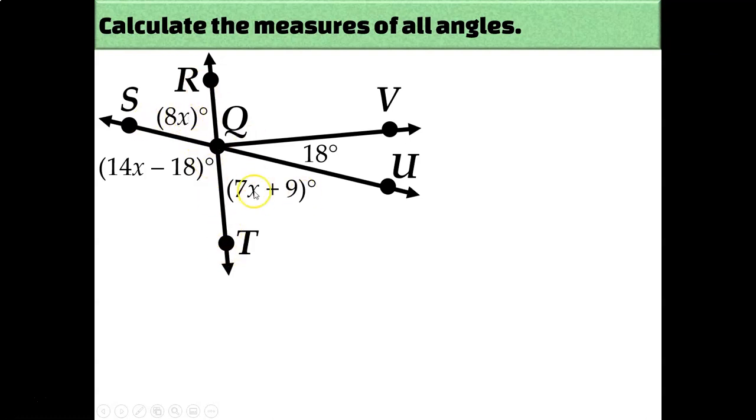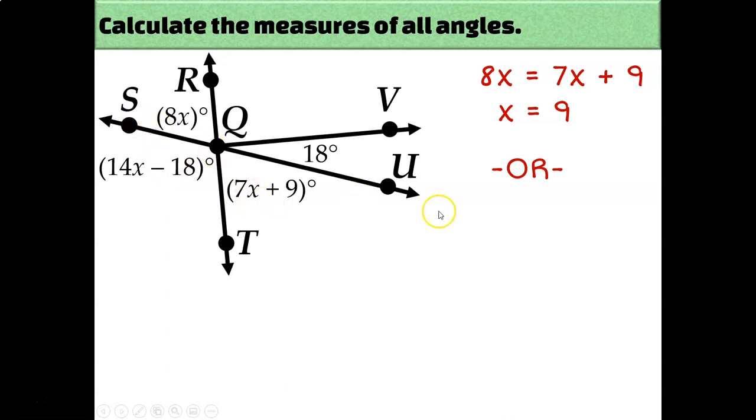So if these are vertical, then that means they're equal. So I can set 8x equal to 7x plus 9. All I would do is subtract 7x from 8x, and that just gives me a quick answer of x equals 9. Now you might be saying, well, wait a second, Mrs. Goforth, that's not what I saw. Could I do it a different way? Absolutely. You definitely might have seen that these two form a linear pair.